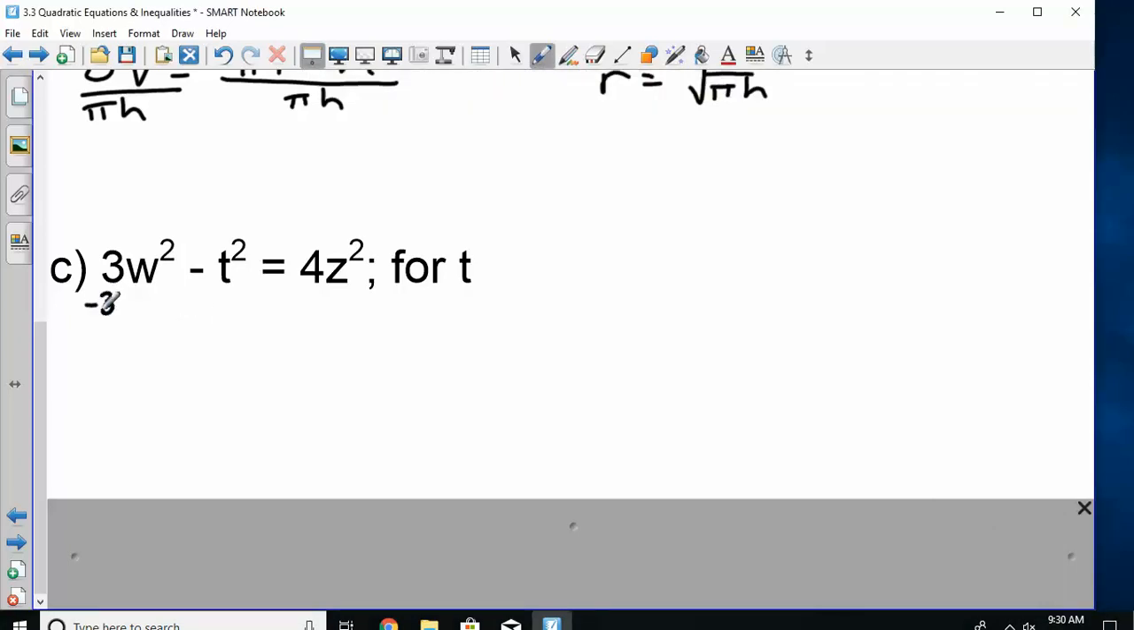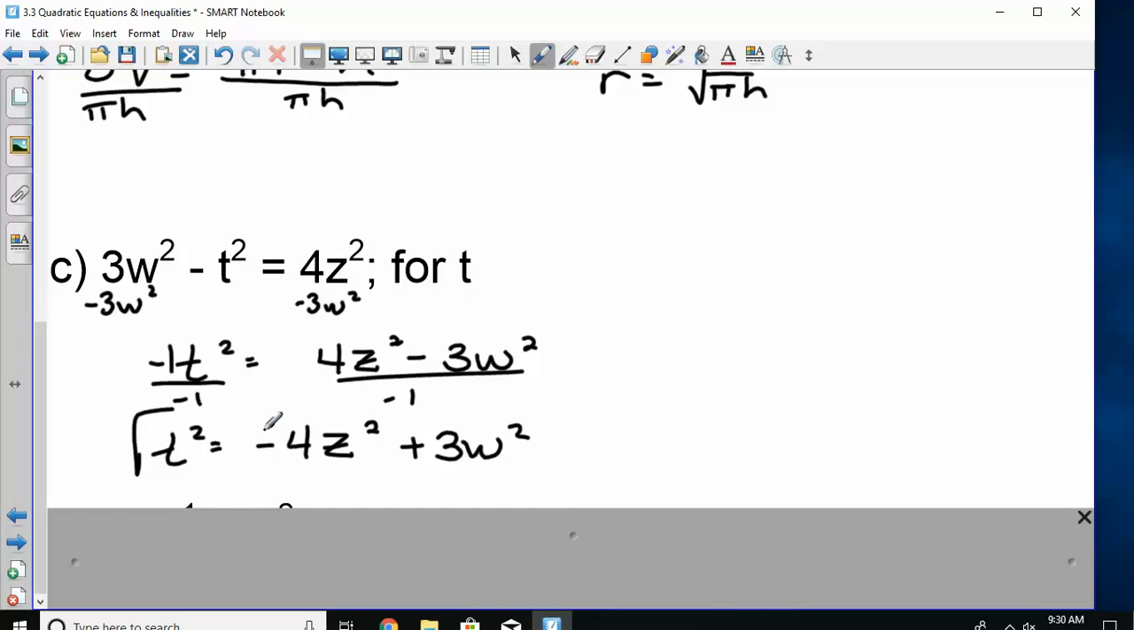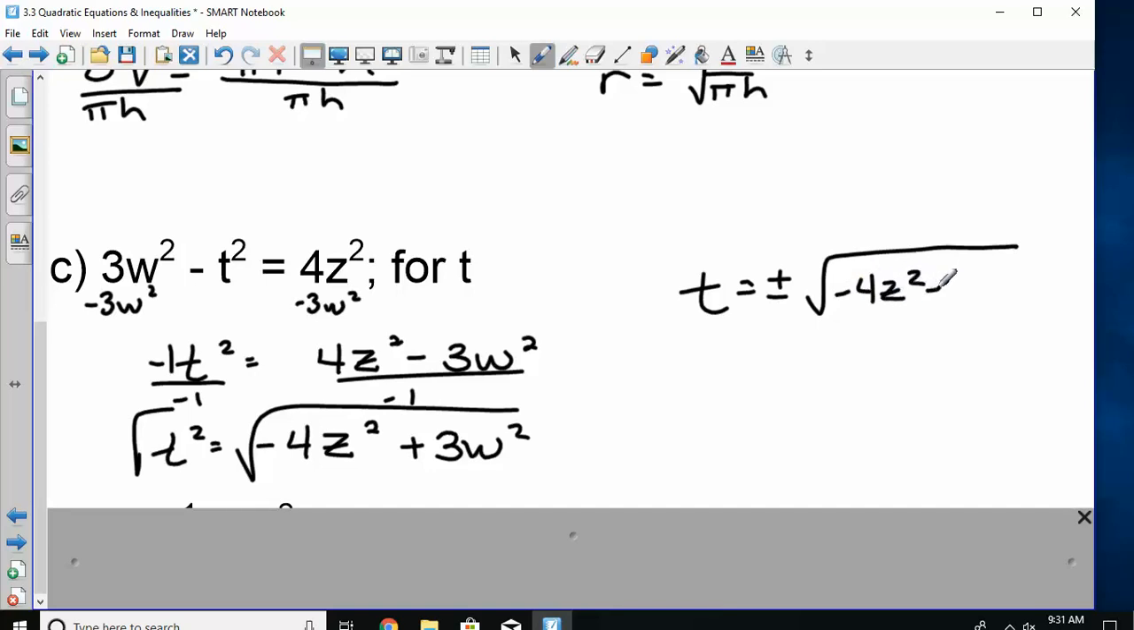So this is a positive 3w squared, so you subtract it. They are not like terms, so you just leave it as 4z squared minus 3w squared. This is like negative 1t squared, so divide by negative 1. So you have t squared equals negative 4z squared plus 3w squared. Get rid of a square, you need a square root. Since I didn't tell you what t was, go ahead and assume it could be negative, so you get plus and minus. Square root negative 4z squared plus 3w squared.